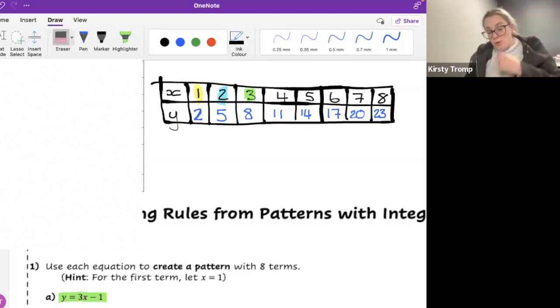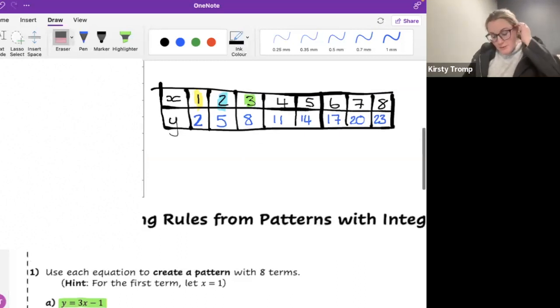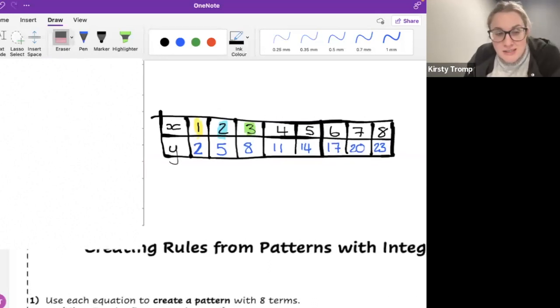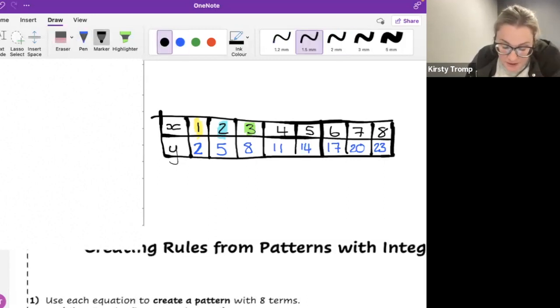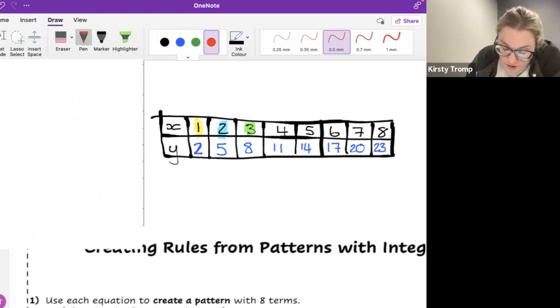Now what we're going to do is look at what happens if they gave us this table and asked us to find the actual rule. So if I was looking at this table, everybody, what would be the first thing I would look at? I would ask myself, is there a common difference between each of these numbers? What am I doing each time to get to the next one?